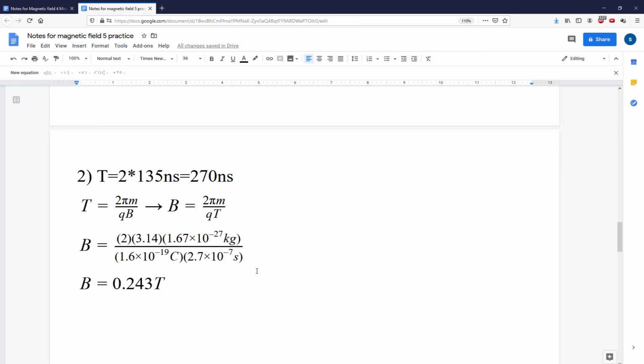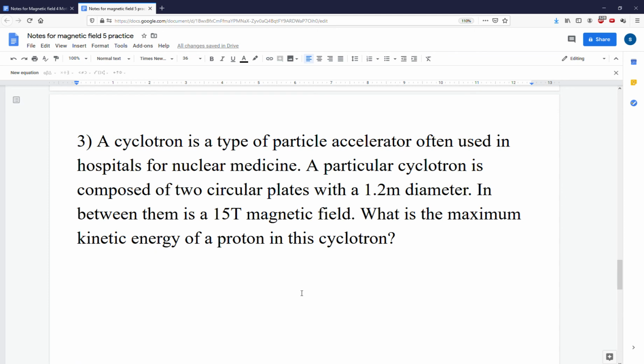Question 3. A cyclotron is a type of particle accelerator often used in hospitals for nuclear medicine. A particular cyclotron is composed of two circular plates with a 1.2 meter diameter. In between them is a 15 Tesla magnetic field. What is the maximum kinetic energy of a proton contained in this cyclotron? Please pause the video and attempt this problem yourself.